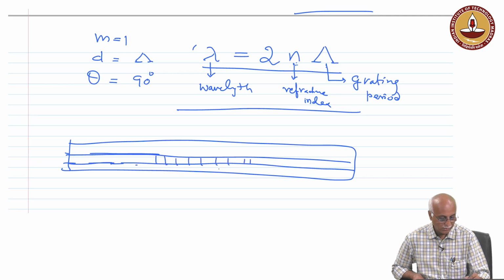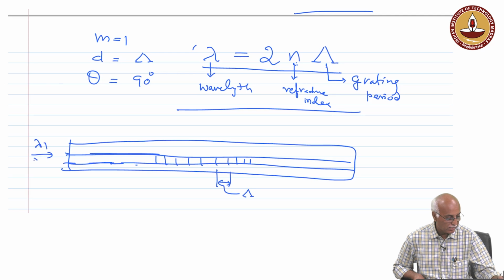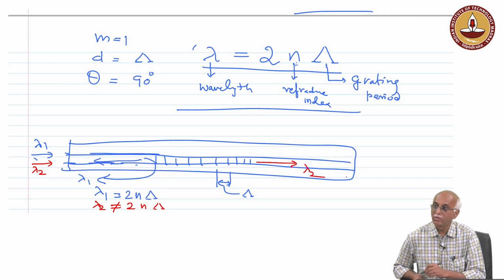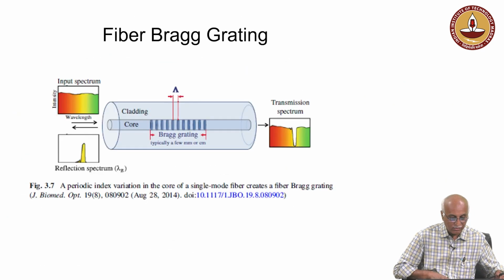That means if I am sending different wavelengths, lambda 1 and lambda 2, through this grating period, and lambda 1 satisfies the condition while lambda 2 does not, with the same period and approximately the same refractive index, then lambda 1 will reflect back through this medium, while lambda 2 will get transmitted through this fiber.